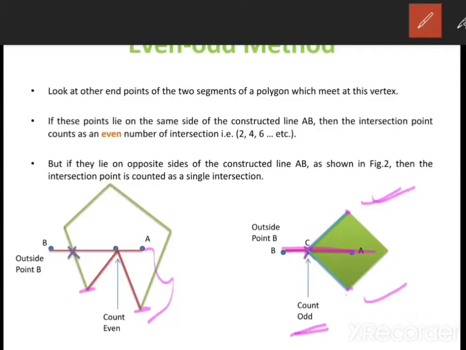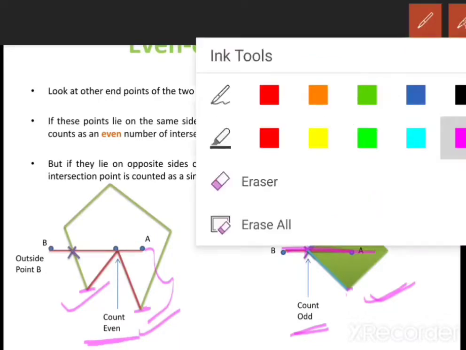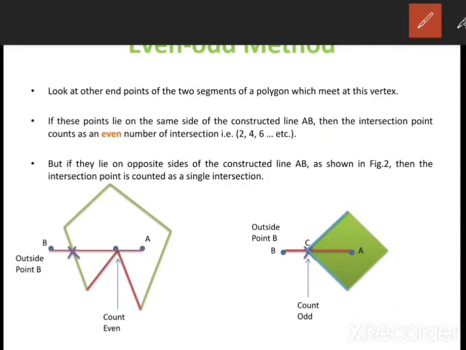One is on this side, another is on this side, but here both are on the same side. So whenever they are on the same side, we count it as even, but whenever they are on opposite sides, we have to count them as odd. So what are we going to do here? We will count them as odd.